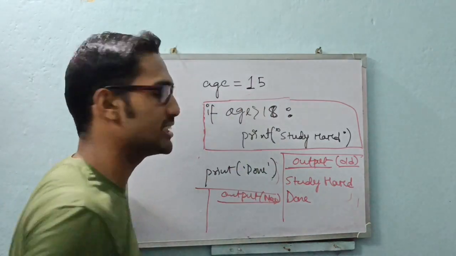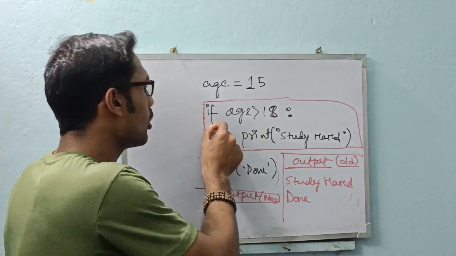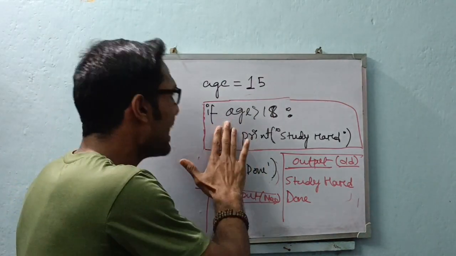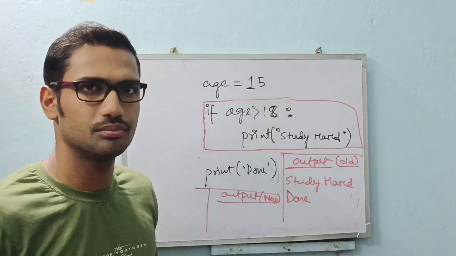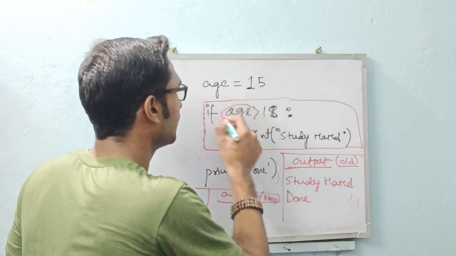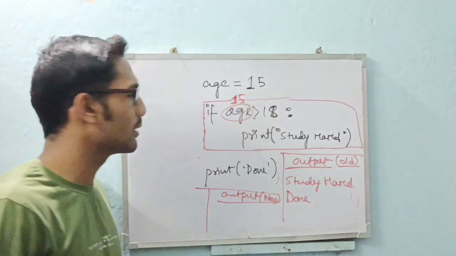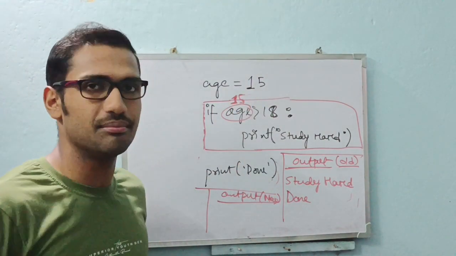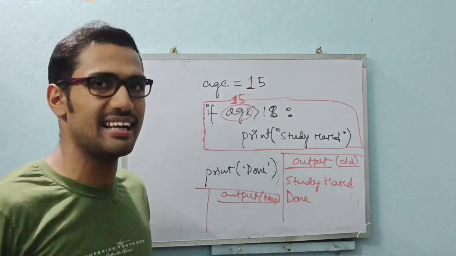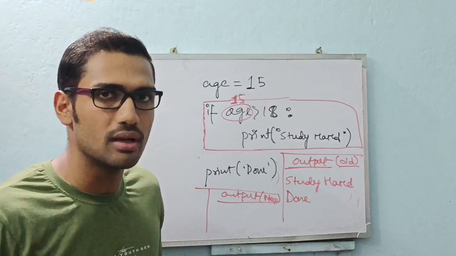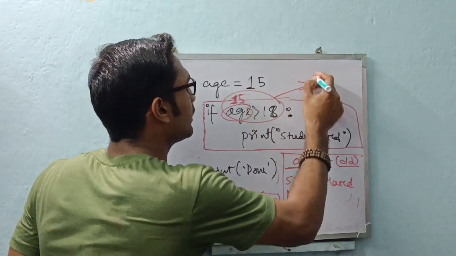Clear? Now let's see the condition. Is this condition evaluating to true or is it evaluating to false? Let's see. So here is the condition. If age is greater than 18, print study hard. Let's see what is the value of age. The value of age is 15. Okay. Is 15 greater than 18? Try to understand. Is 15 greater than 18? The answer is no. Since 15 is not greater than 18, it is evaluating to what?